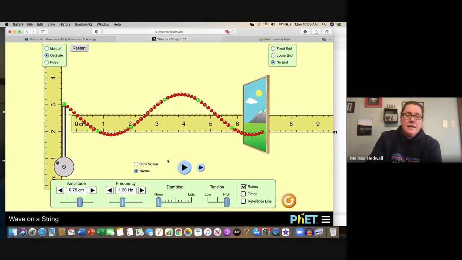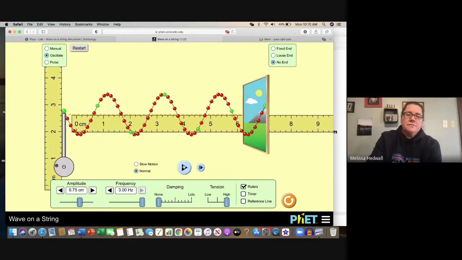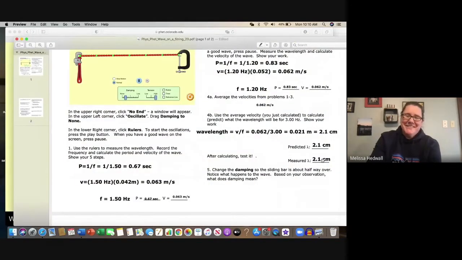So I'm going to slide this bar all the way up. The fastest it'll go is a frequency of 3 hertz. We'll go right here and get this wave. And if we measure it out, oops, sorry, put this right here. So if we go 0 here, and go all the way out for one wave, we're just between the 2.0 and 2.2, so 2.1 centimeters. Yay, hooray, it worked out.